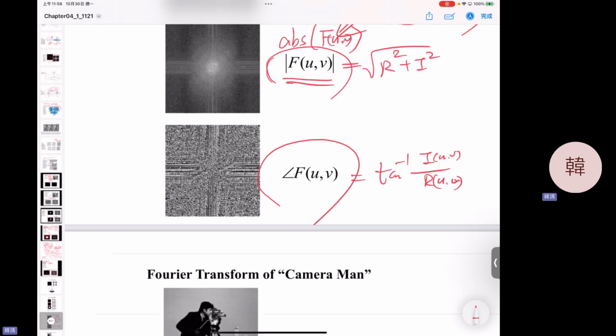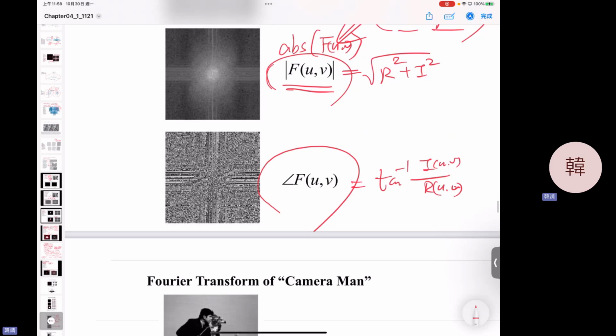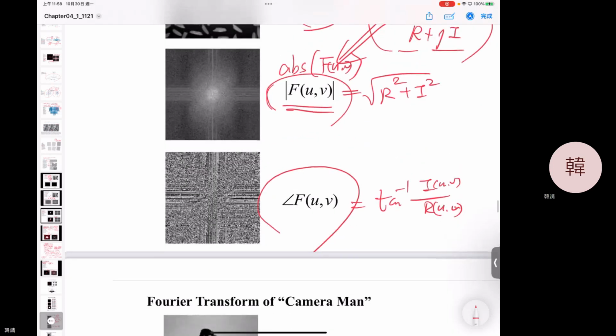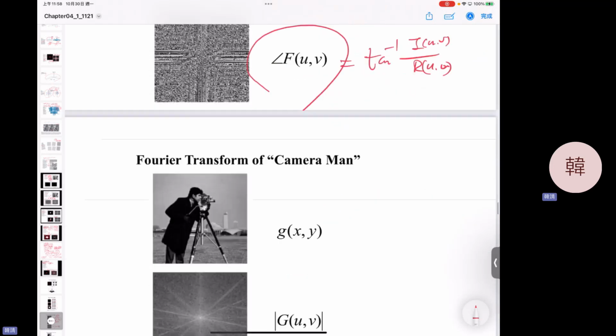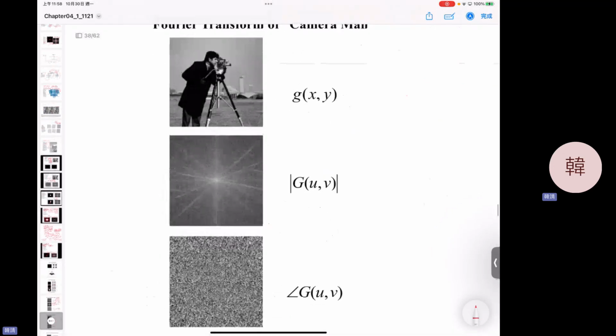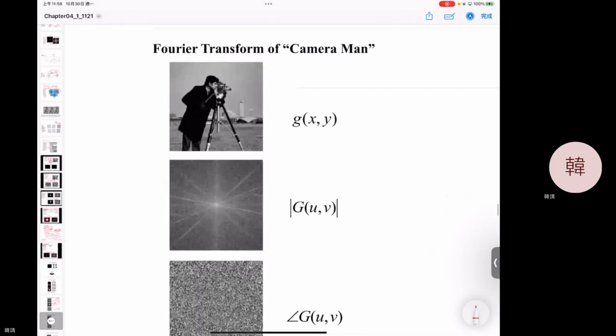It also repeats within 2 pi. Okay, so that's the result. You can look at it. So for every image Fourier transform, you get two components. One is the amplitude spectrum, the other is the phase spectrum, in the frequency domain. So let's see the real example of the cameraman.